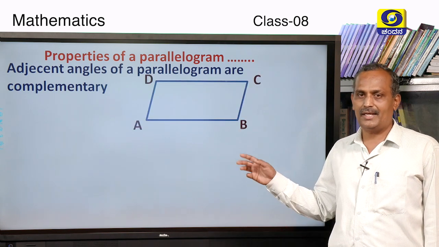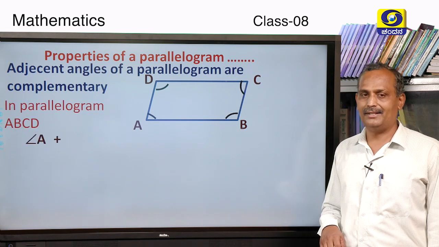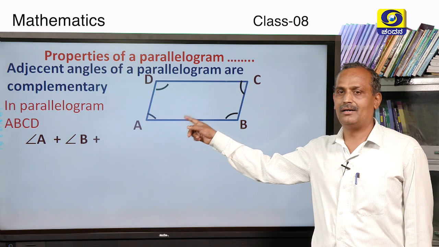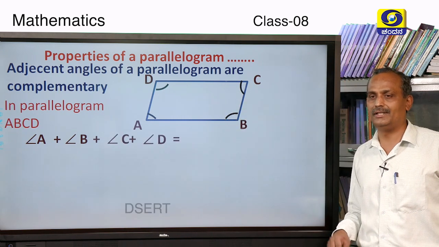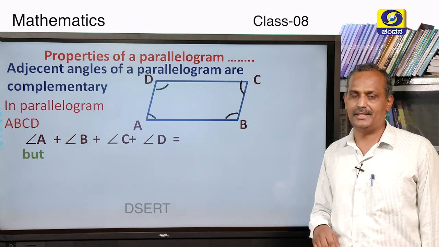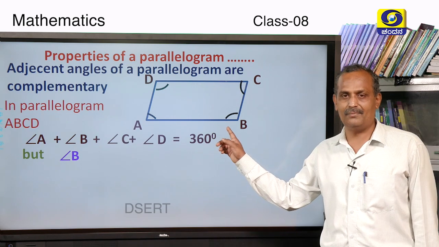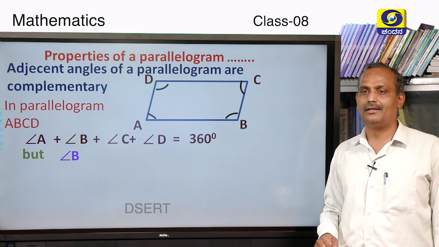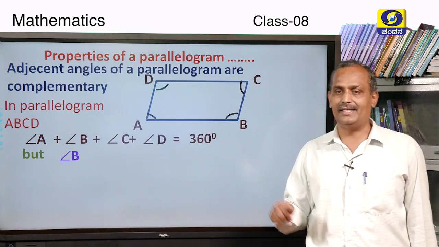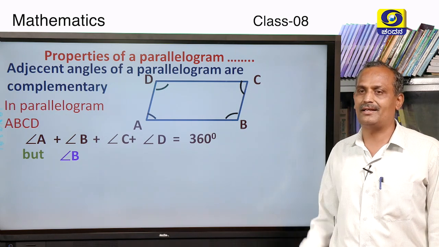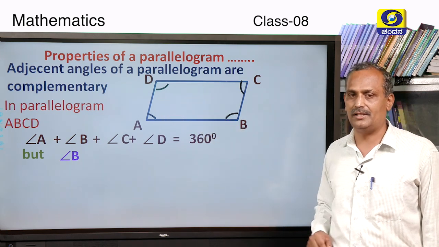So, ABCD is a parallelogram. Angle A plus angle B, angle C and angle D, what is its sum? The sum should yield 360 degrees. But we know that angle B is equal to which angle? By the property of a parallelogram, angle B is equal to angle D, because they are opposite angles. Opposite angles of a parallelogram, angle B and angle D, are equal.